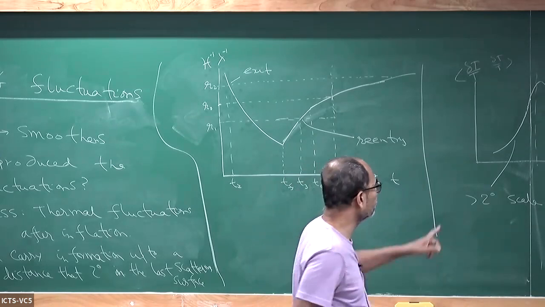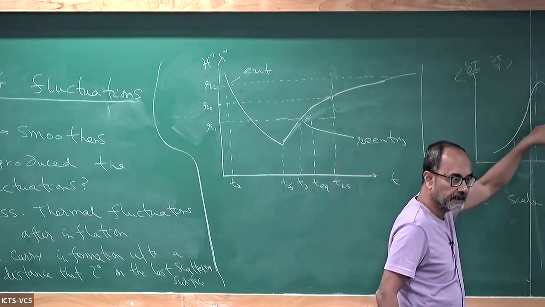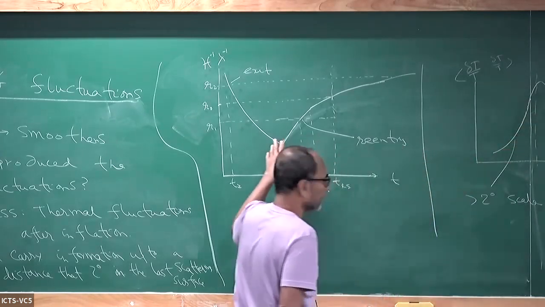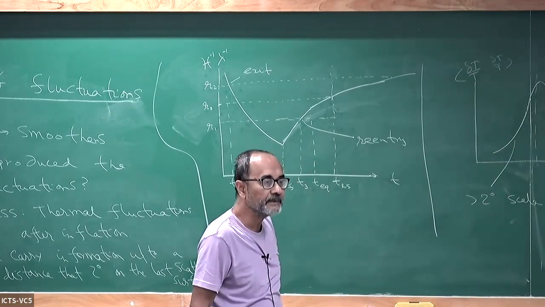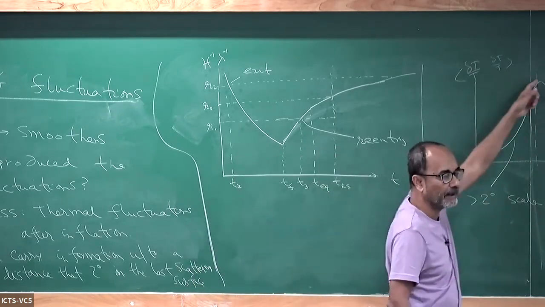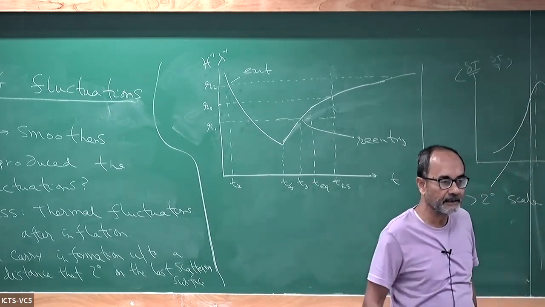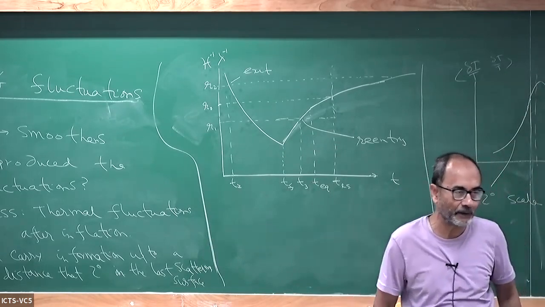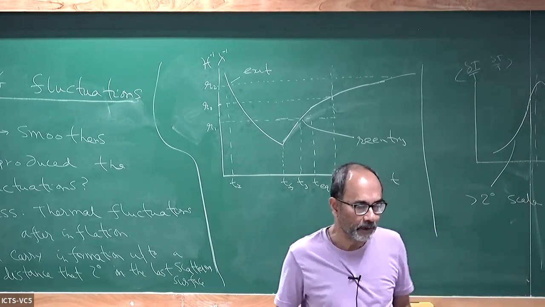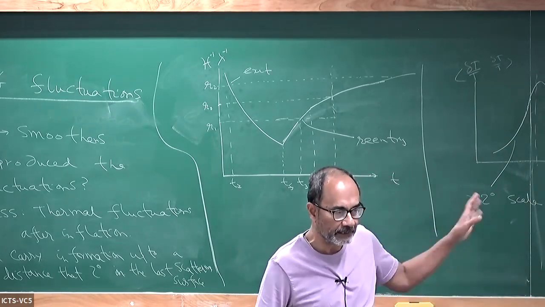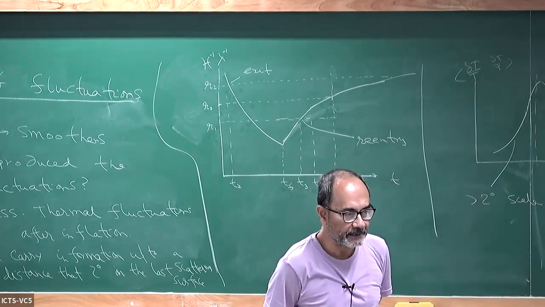Then when it comes to less than 2 degrees, it re-enters the horizon size, and microscopic physics can modify it. Exactly, and this is the modification due to the microscopic physics. That requires some effort to show, but once you take into account microscopic physics, one can show that there will be oscillatory peaks like this.